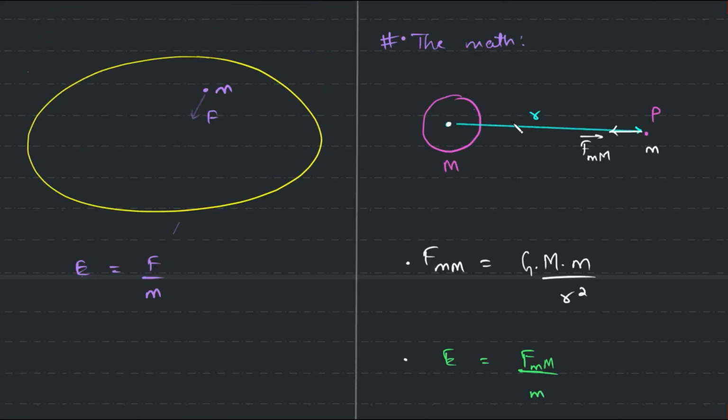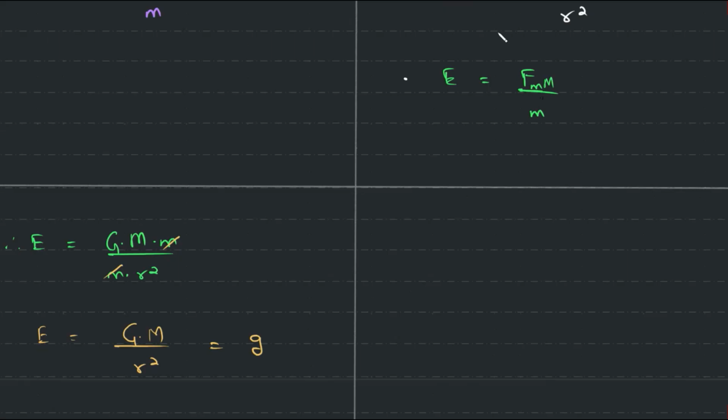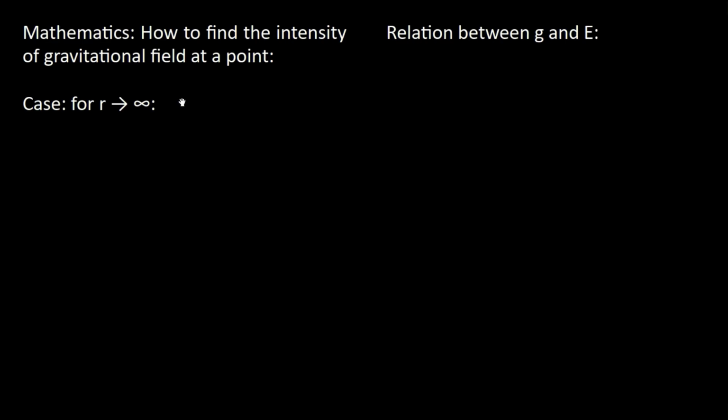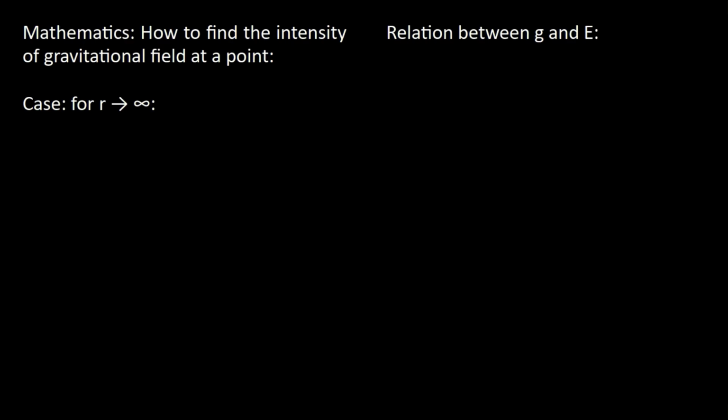So where are we now? That's a simple math. This expression is your math over here. And consider r going to infinity. What happens if I move to infinity? If I keep the test mass at infinity, E will be approximately equal to 0. Then what else do we have? The relationship between g and E, we just saw that. What is the unit and dimension of E? Can you guys figure it out? Actually, I did tell in the last video.